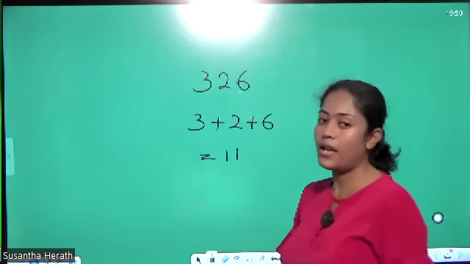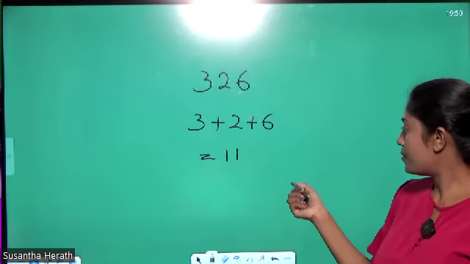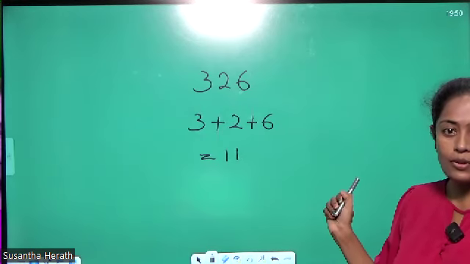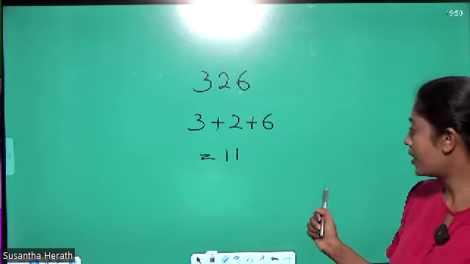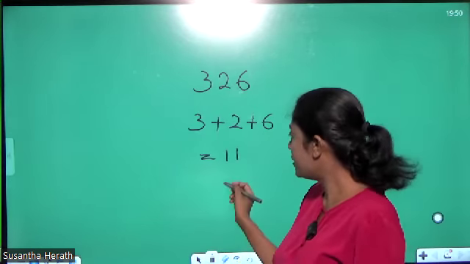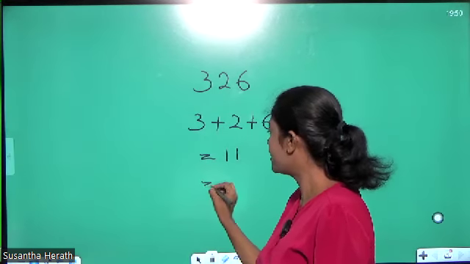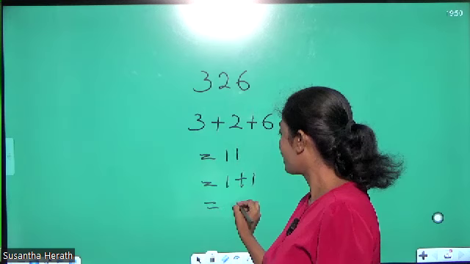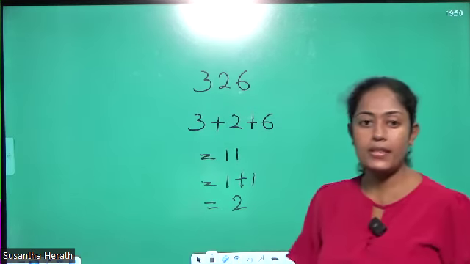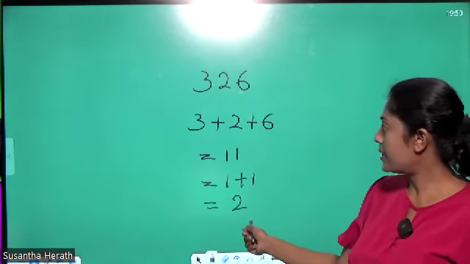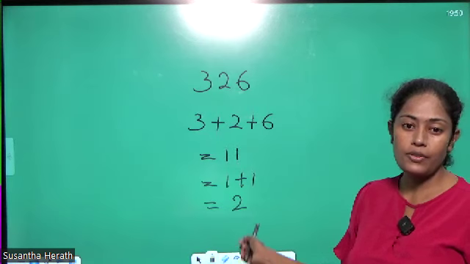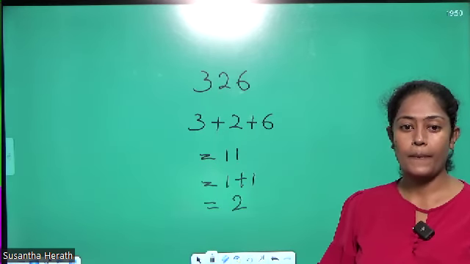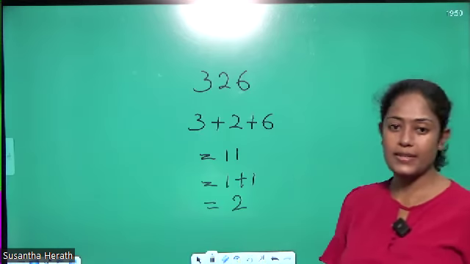So again we have to add until we get a value of 1 digit. Now we have 2 digits here. Then again I have to add these two numbers. Then how much? The answer is 2. So this is the digital root of 326. Got the idea? Right. Write down this one as an example.